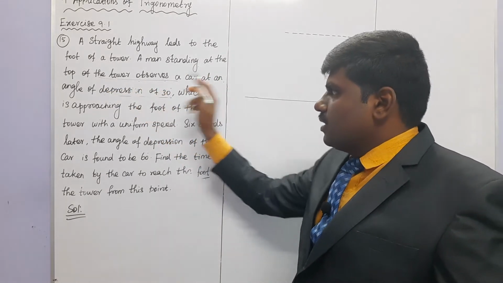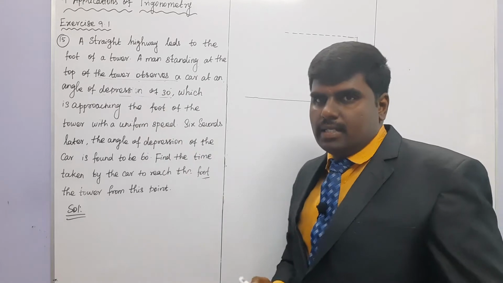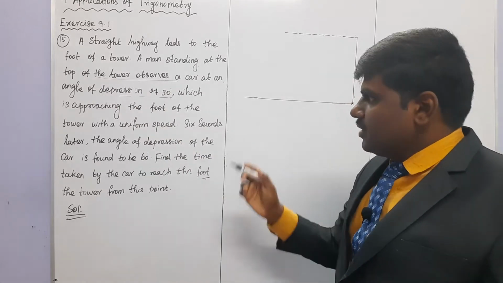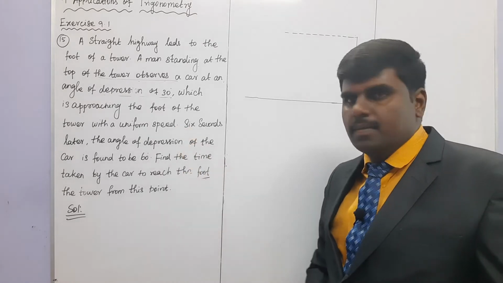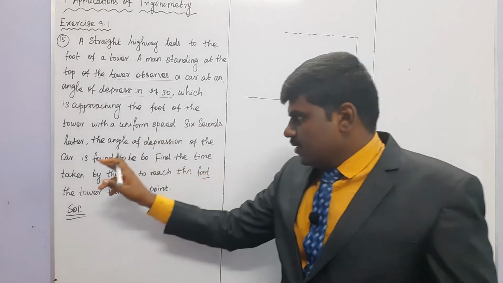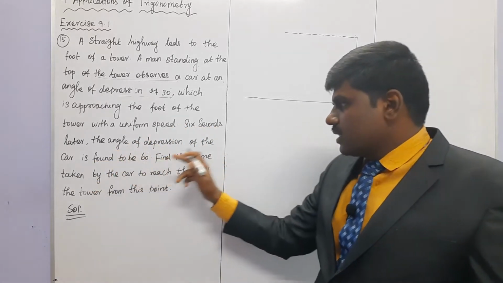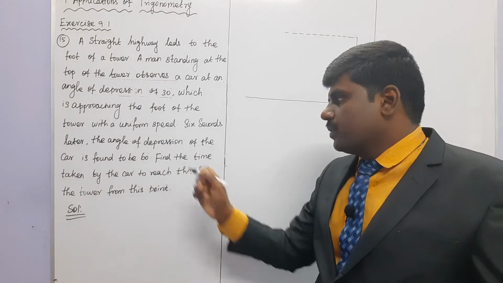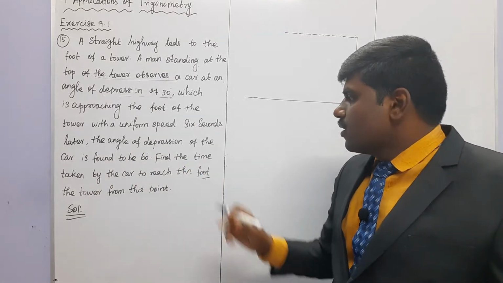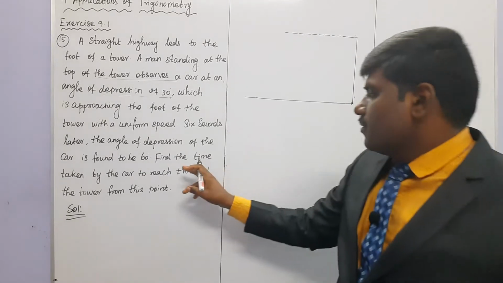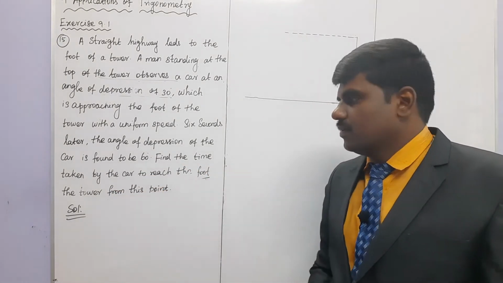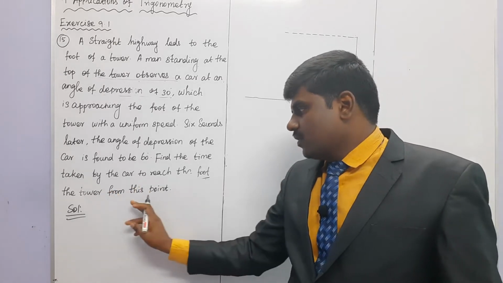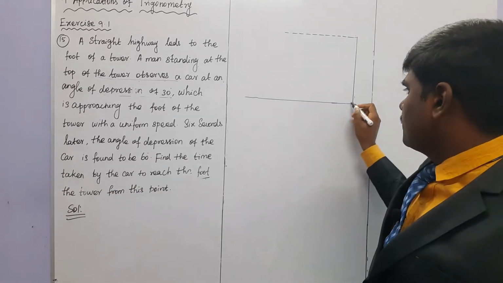He observes a car at an angle of depression of 30 degrees. The car approaches the foot of the tower at uniform speed. Six seconds later, the angle of depression of the car is found to be 60 degrees. Find the time taken by the car to reach the foot of the tower from this point.